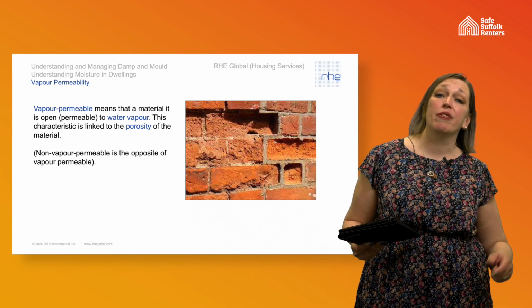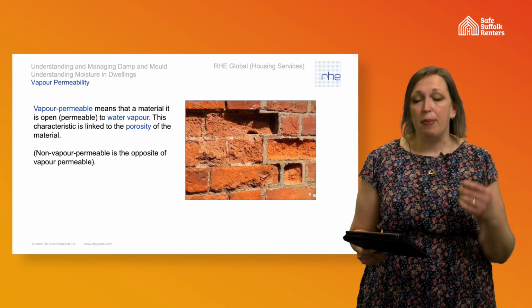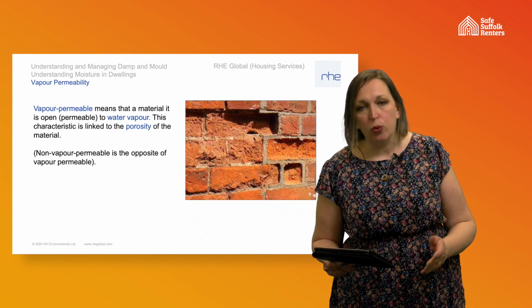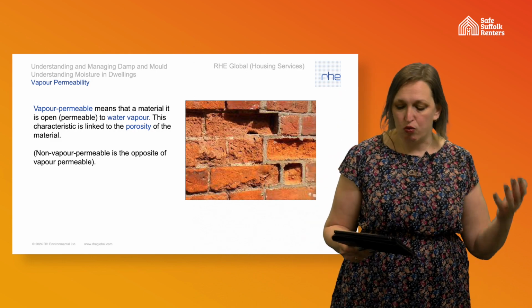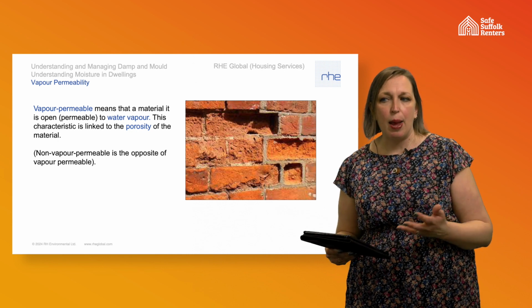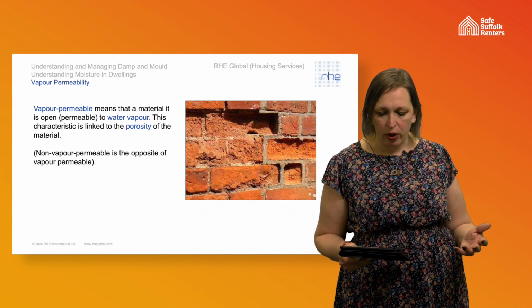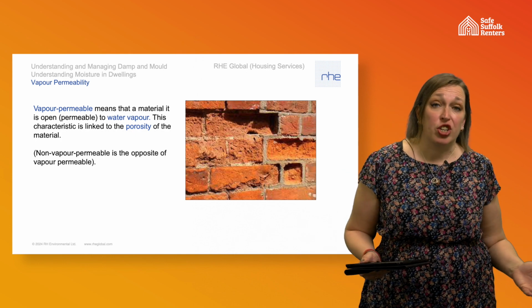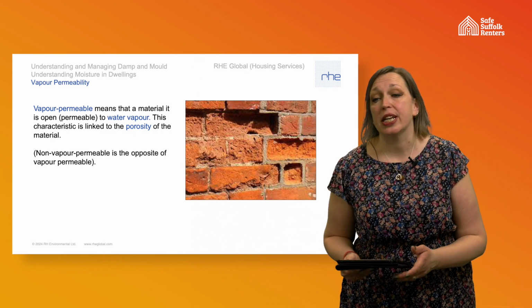And we can see those kind of issues internally as well. If a building's designed to be vapour permeable, but it's been replastered and repainted with non-vapour permeable materials, that can actually impact our moisture management as well. And sometimes you might need to bring in a specialist to help you diagnose those particular issues.